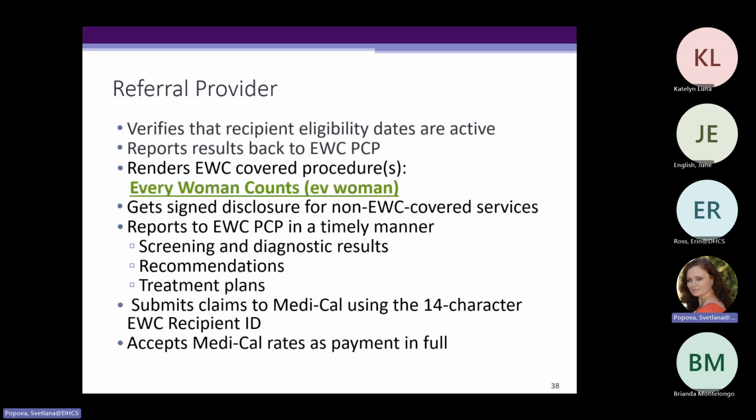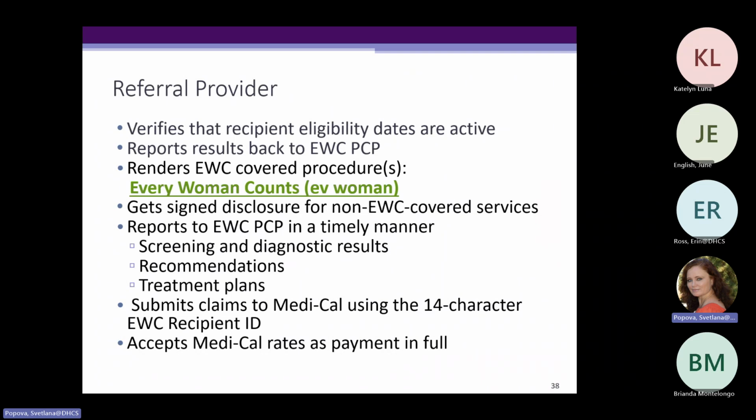Referral providers should always check on recipient eligibility. I just spoke about it. Their card should have valid dates, because if the service is provided for a patient whose EWC eligibility has expired, those claims will not be paid. So it's the responsibility of the referral providers to make sure that they provide services to a valid recipient. Reports should always be sent back to the PCP.